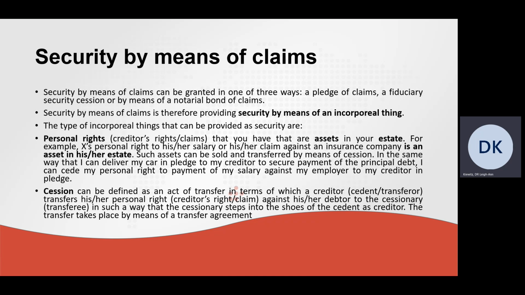Security by means of claims can be granted in one of three ways: a pledge of claims, a fiduciary security cession, or by means of a notarial bond of claims. Security by means of claims is therefore providing security by means of an incorporeal thing. The type of incorporeal thing that can be provided as security are personal rights that you have that are assets in your estate. For example, your personal right to your salary or your claim against your insurance company is an asset in your estate, and such assets can be sold and transferred by means of cession.